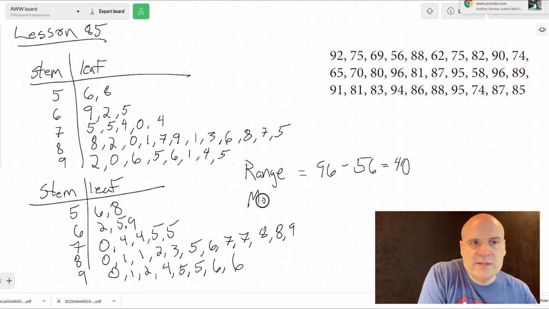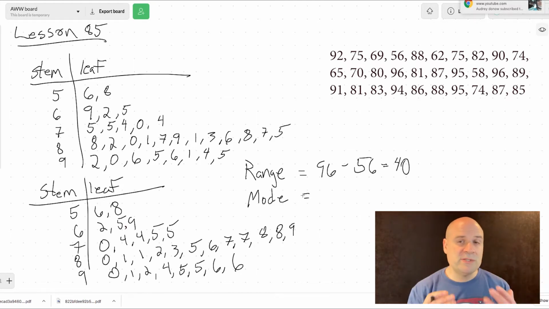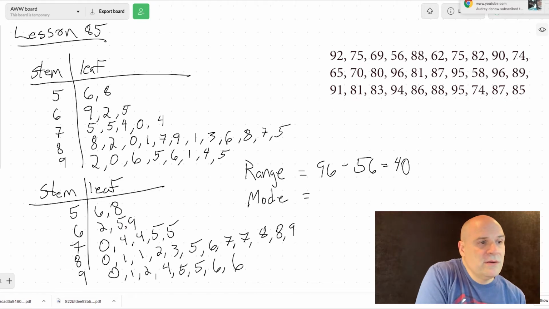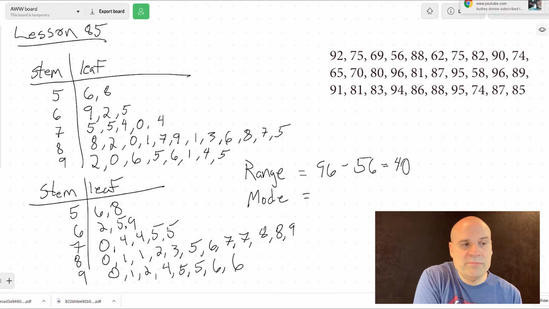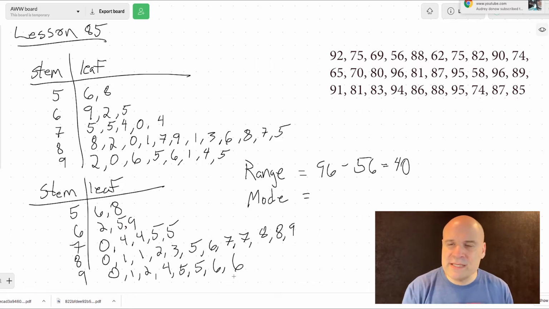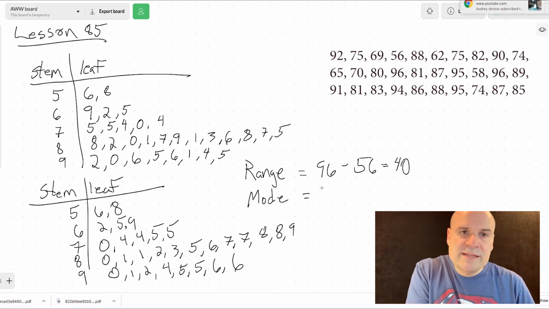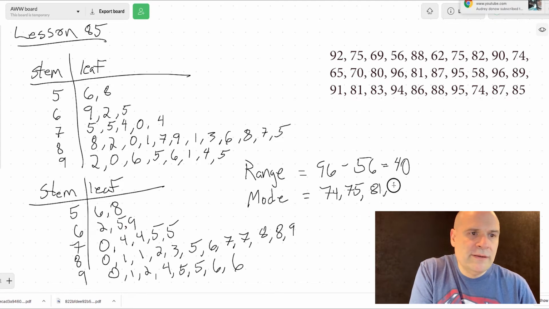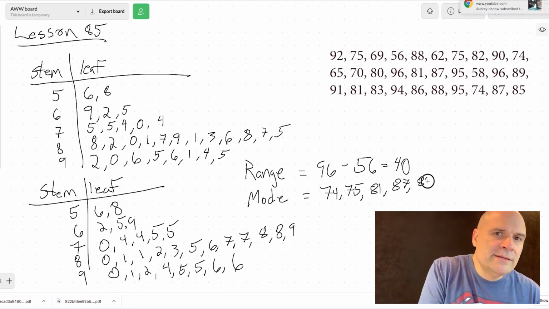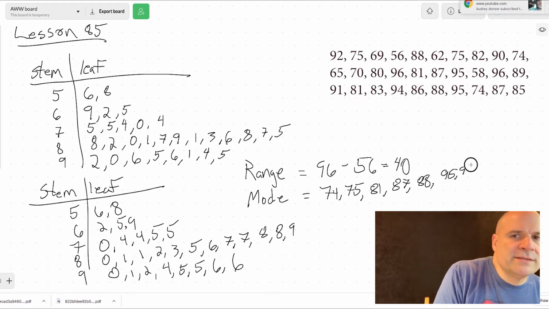We can see our mode a little easier because all the numbers that repeat are right next to each other. A number that repeats is, let's see, 74 and 75 repeat twice. 81 repeats twice, 87 repeats twice, 88 repeats twice, 95 and 96. See how it's easy to see the modes as well. So you've got multiple modes. You've got 74, 75, 81, 87, 88, 95, and 96.